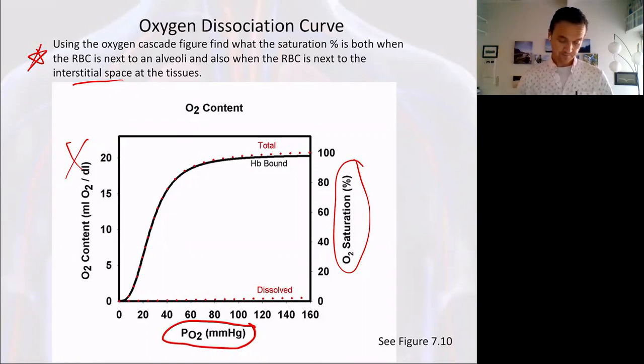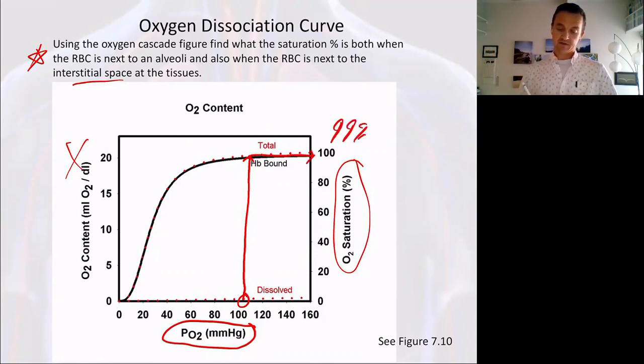So if we're in a situation where oxygen is about 104, like it was right there, that's the situation in the alveoli and in those capillaries in the lungs that are going to take in the blood and get it filled up. So we're going to take this 104, bring it up, see where it intersects with this line, and then take that over, and that's going to give us our saturation. That's about 99% saturated.